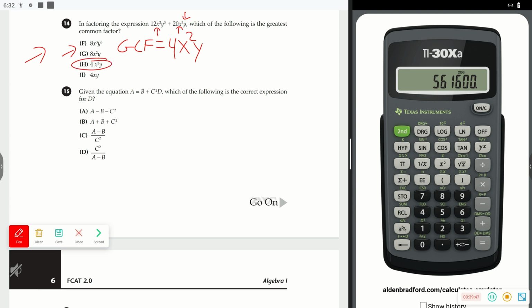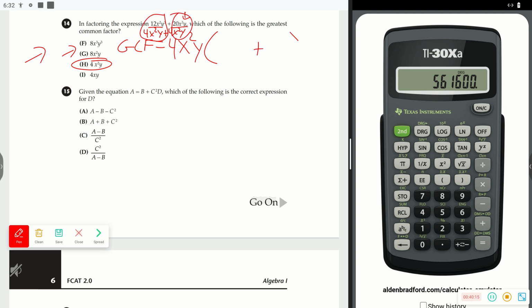If we were going to actually factor this, because sometimes they will ask you to factor it, what we want to do is, once we have the greatest common factor, divide both terms by the greatest common factor. So 4x squared y and then 4x squared y. Sorry if it's a little small. So this is going to be one term, and this is going to be the second term.